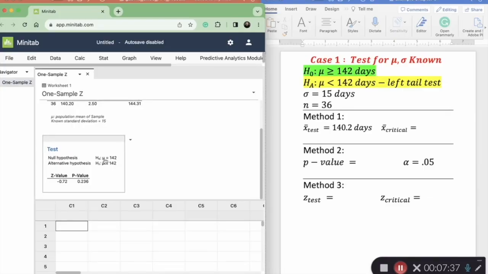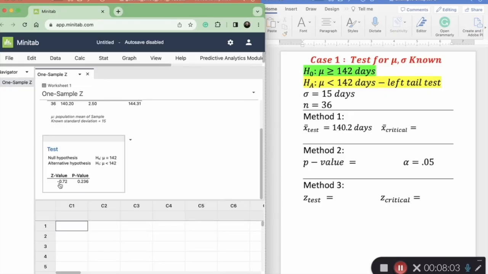We have the null hypothesis, which is mu is greater than or equal to 142. Why did I say greater than? Because the alternative hypothesis is less than, so the null is going to be greater than or equal. Now we have the p-values here. We have the z-test value. This is the testing, okay?